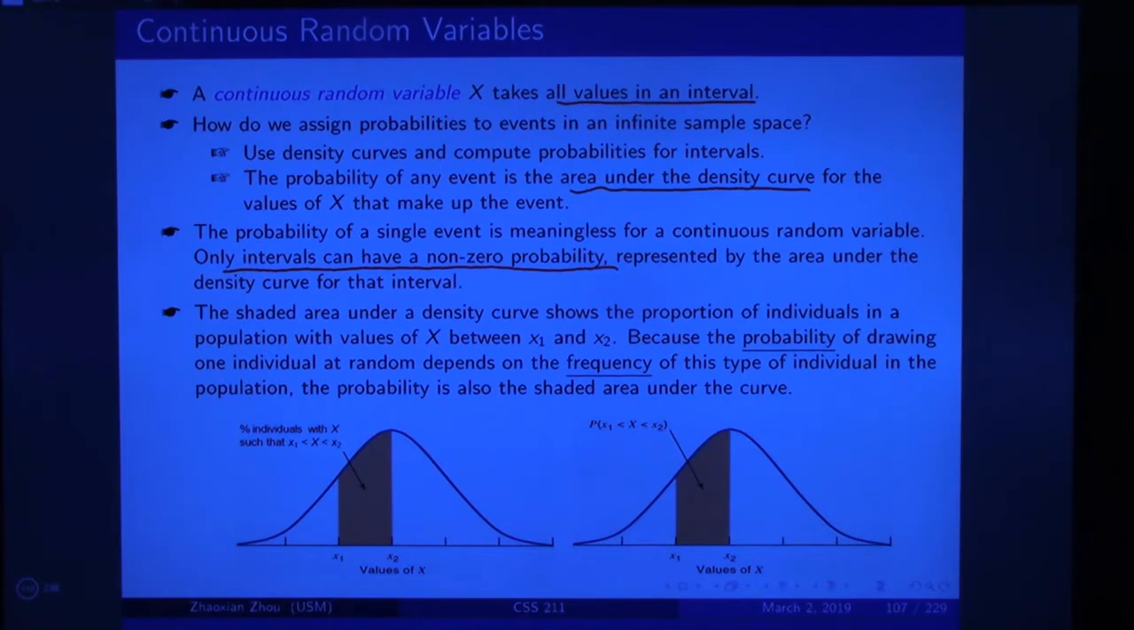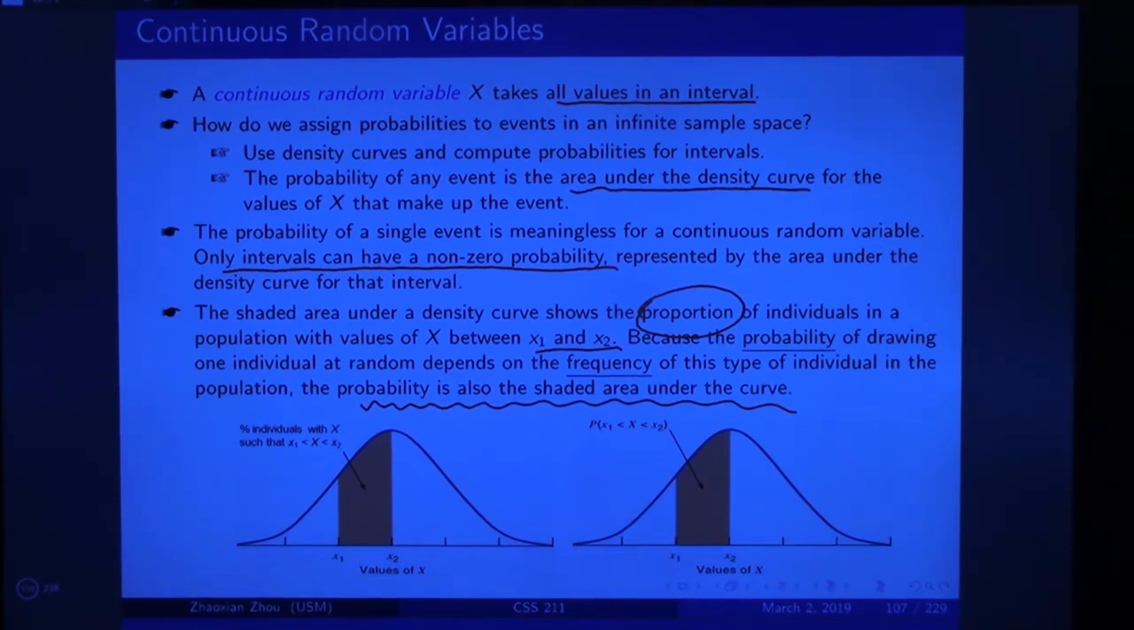So now we understand that for continuous random variables, if we want to calculate the probability or the proportion as in previous chapters, we are going to calculate the area under the curve within that interval. If the area equals 0, then the probability will be equal to 0. The shaded area under the density curve shows the proportion. That is the concept we used before. From this chapter and following chapters, we are going to use probability. For the individuals in a population with values of x between x1 and x2, the probability of drawing an individual at random depends on the frequency of this type of individual in the population. So the probability is also the shaded area under the curve.